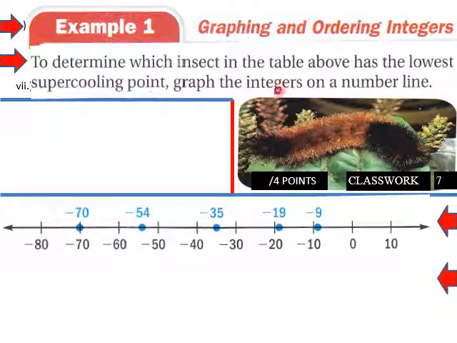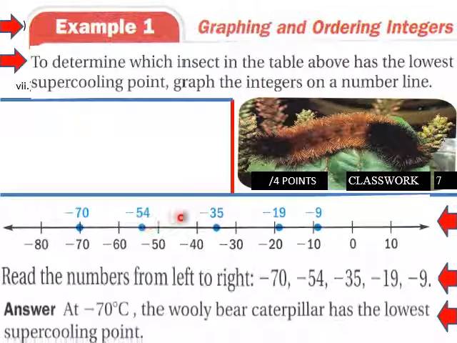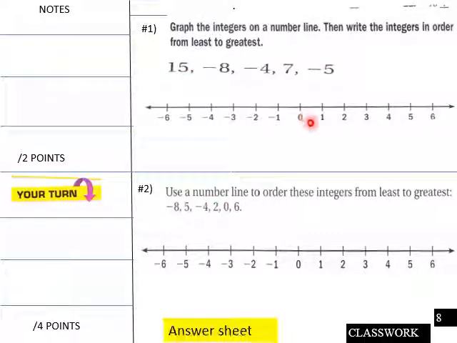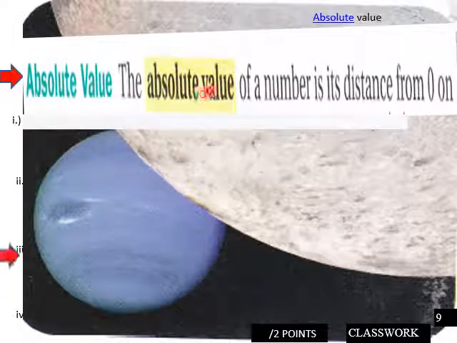Okay, determine which insect in the table above has the lowest supercooling point. Graph integers on a number line. So here again, we're graphing these things, and then we come out with the woolly caterpillar. That's the one. Okay, so now into our first guided practice. Students, this is your independent practice. This one's on you to plot these. The absolute value is up to you too, students.